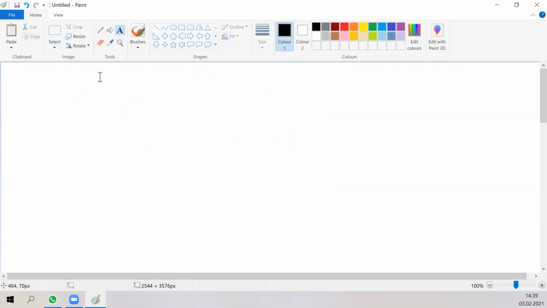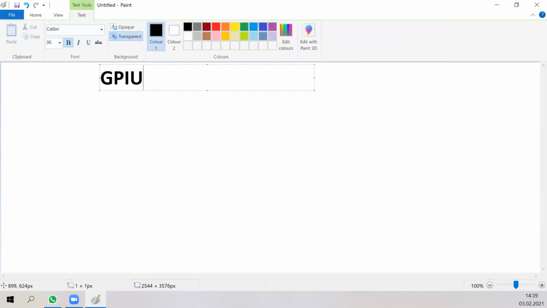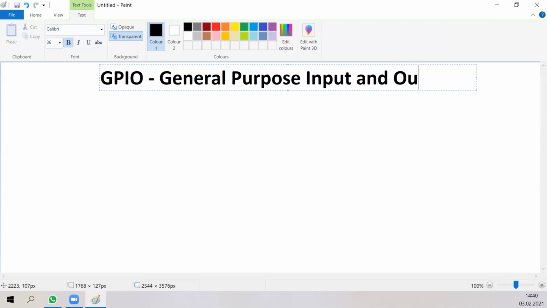So, for example, GPIO is general purpose input and output, which is basically the pins of the microcontroller. And you can set them as inputs or outputs. You can set them high or low. You can read their value, whether they are forced low by some external push button or something like that. So general purpose input output.